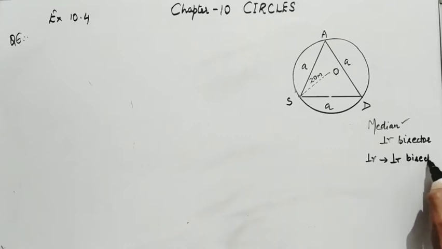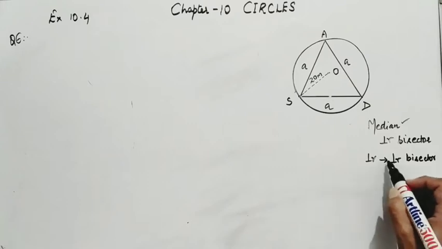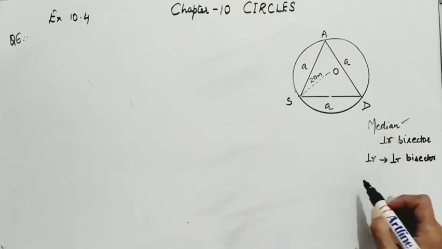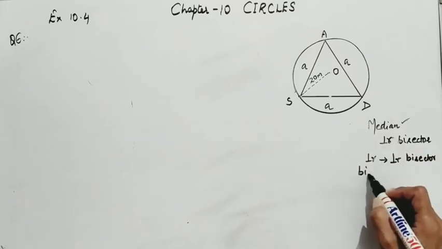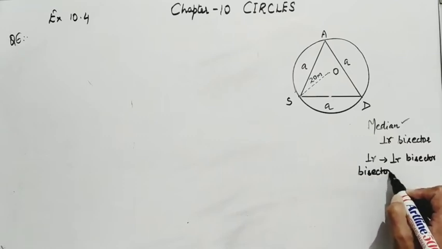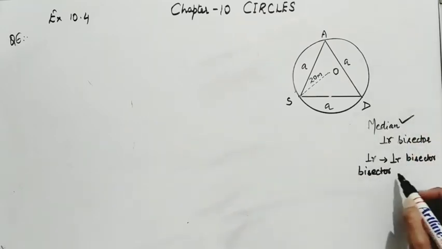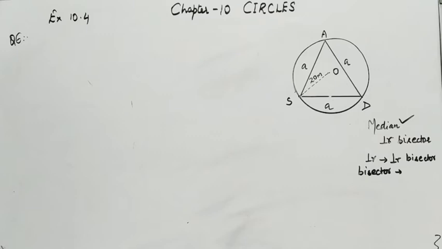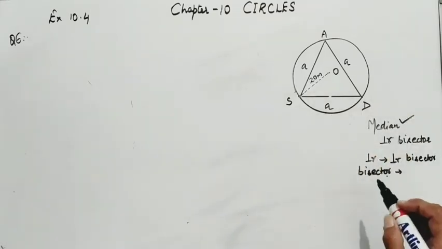We can prove this result. If we construct just a bisector or a median, bisector and median being one and the same thing, that would be dividing the base into equal parts, and that would also form an angle of 90 at the base.